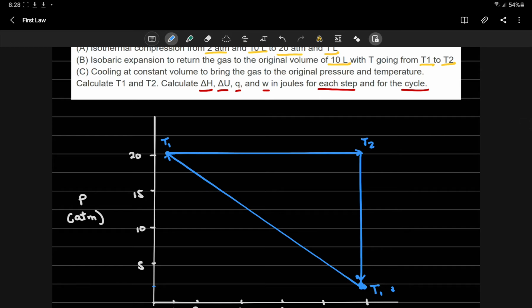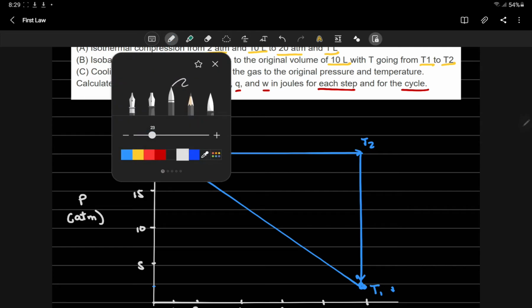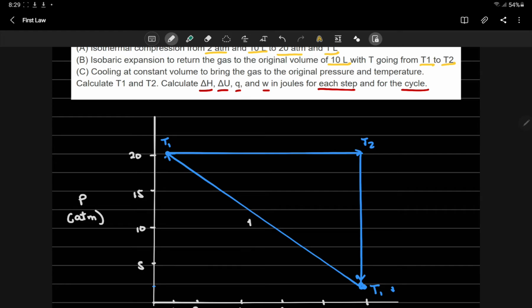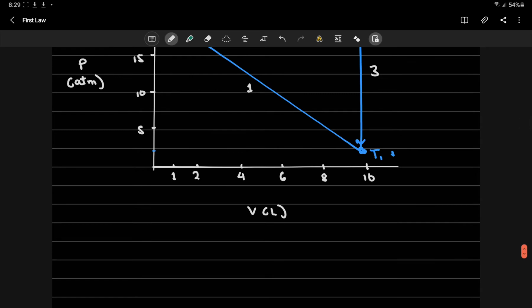Now, what we need to do here is to calculate both T1 and T2 and of course, our change in enthalpy, internal energy, heat, and work, both for the cycle and for each of the steps. Okay, so let's consider each step one by one. Let's number these steps. So, this step will be 1, then this will be 2, and this will be step 3. Alright. So, let's go to step 1 first. So, step 1 says isothermal compression. So, let me go ahead and just write it here.